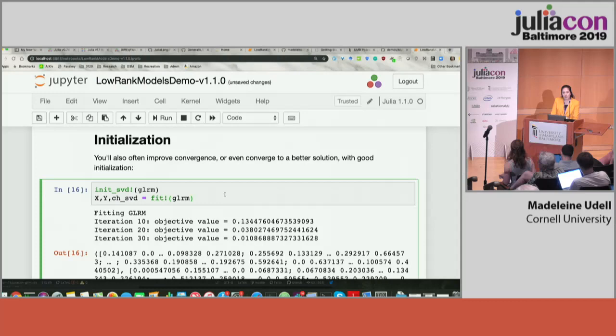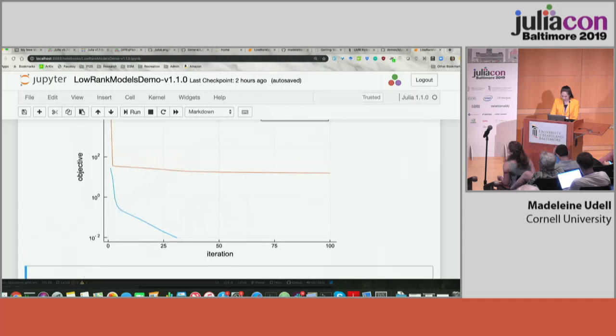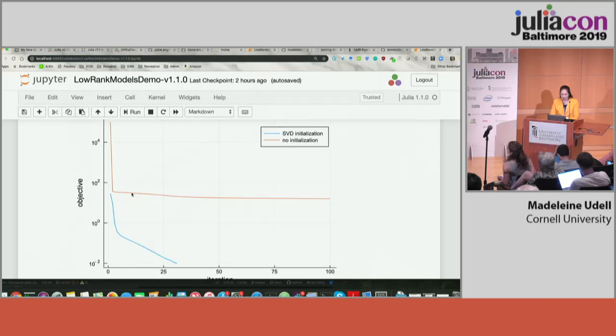If we do this, you can see... So for this, I guess I should decrease the size again. The red is the convergence curve that I got from before. The blue is if I initialize with the SVD. Okay? So it starts much lower, and it gets to a much lower local minimum. And that happens most of the time. The SVD is kind of magic. It's essentially the only non-convex problem that we can exactly solve. So, you know, use what you know.